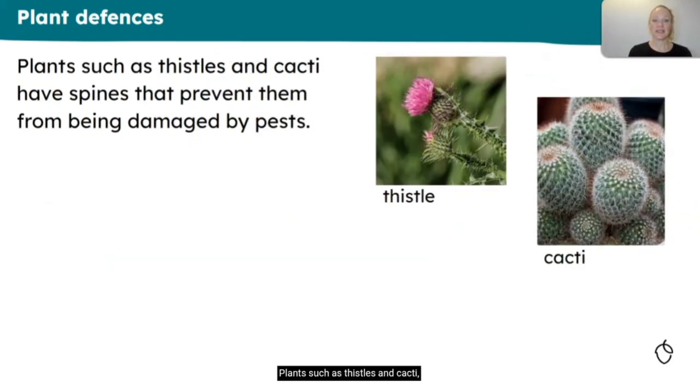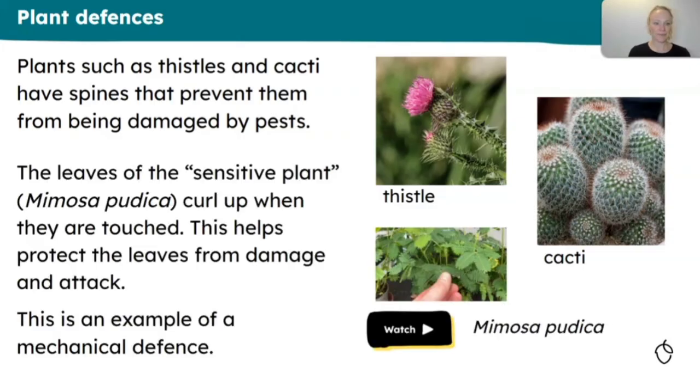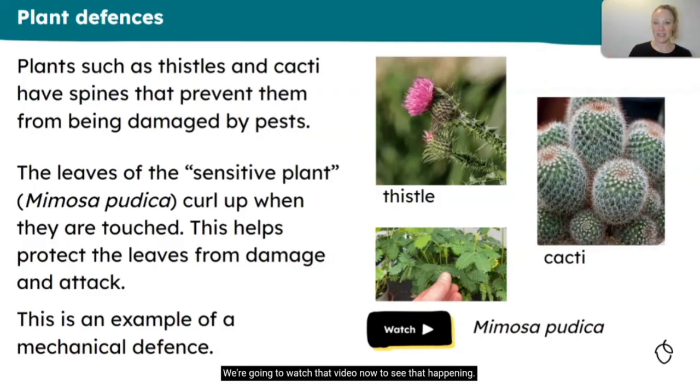Plants such as thistles and cacti, we can see those in the image there, they actually have spines that help prevent them from being damaged by pests, because obviously it's much more difficult to get hold of and actually eat it if it's prickly like that. The leaves of a sensitive plant called the Mimosa pudica curl up when they are touched, and this helps to protect the leaves from damage. So if something went along and landed on that leaf, they curl up and the insect would drop to the floor. We're going to watch that video now to see that happening.